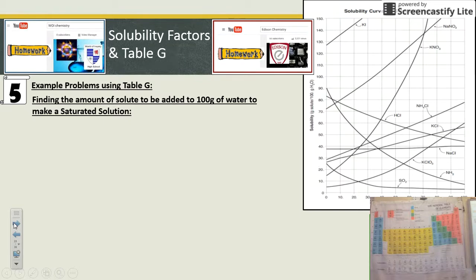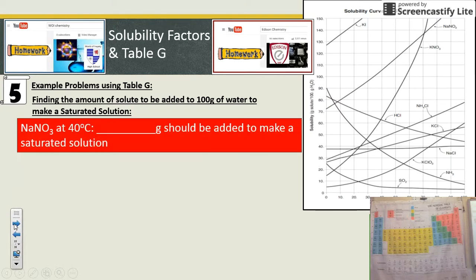Different type of problem. Finding the amount of solute to be added to 100 grams of water to make a saturated solution. So NaNO3 at 40 degrees. Well, we got 40 degrees, and we got this NaNO3 line right there. How many grams should be added to make a saturated solution? Well, saturated is when it hits the curve right on the line. So at that temperature, 40, it looks to me like about 100 grams of material would be allowed to dissolve in there. So our answer would be something like 100 grams. Okay. So to figure out how much could be added, you find the temperature and the chemical, and you trace up to see the line and what would make a saturated solution.